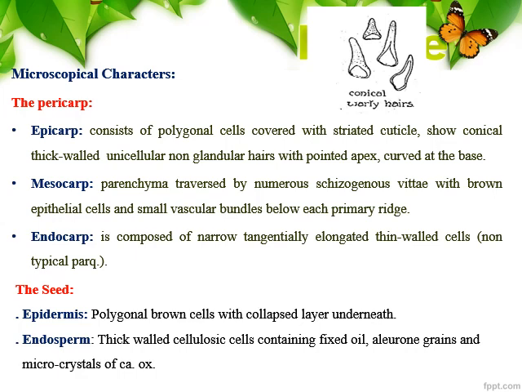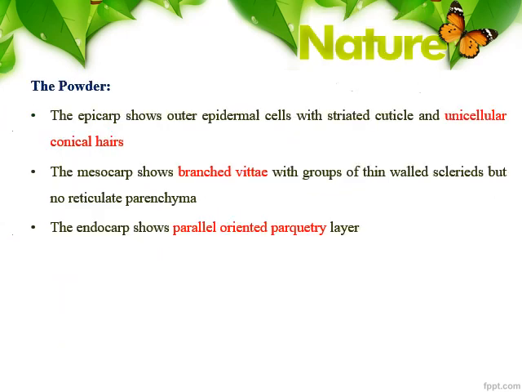The seed has endosperm filled with aleurone grains, oil globules, and micro-rosette crystals of calcium oxalate. The epidermis of the seed has polygonal brown cells with a collapsed hyaline layer below.